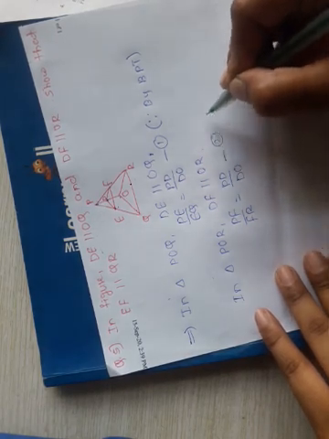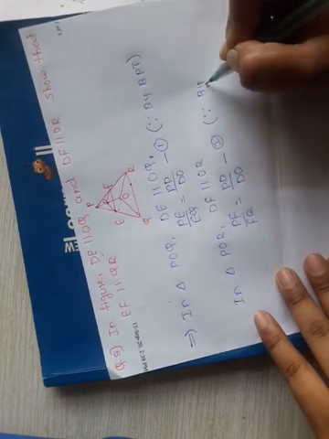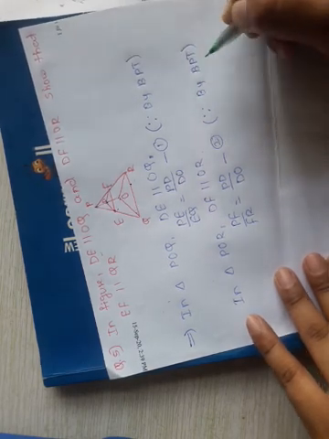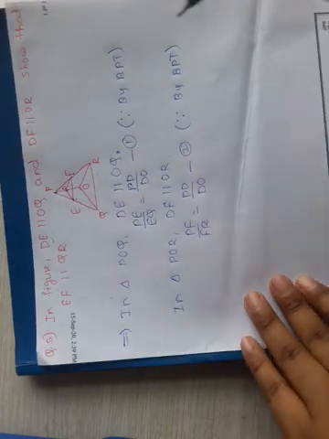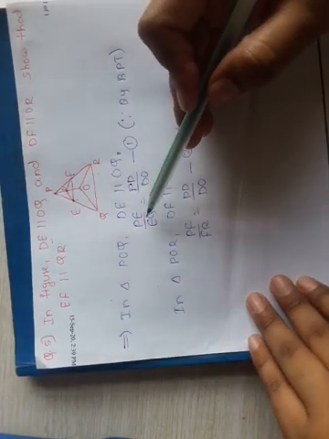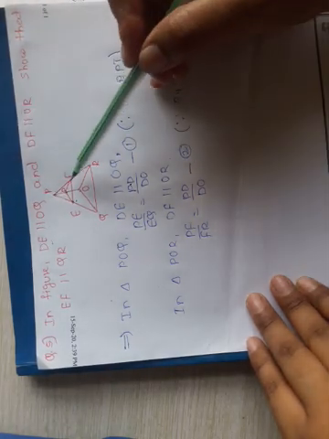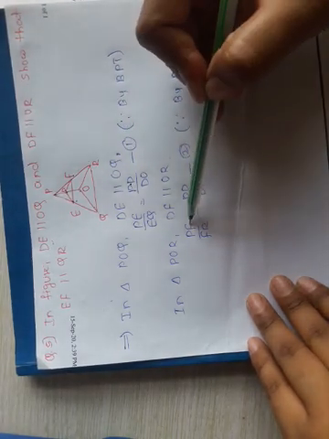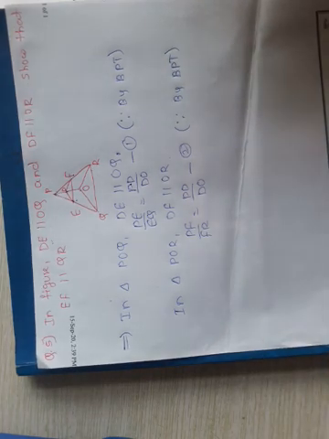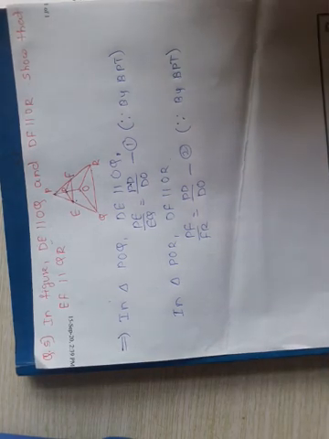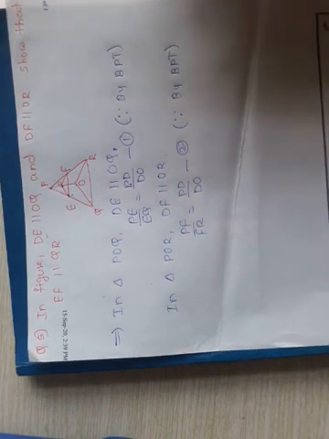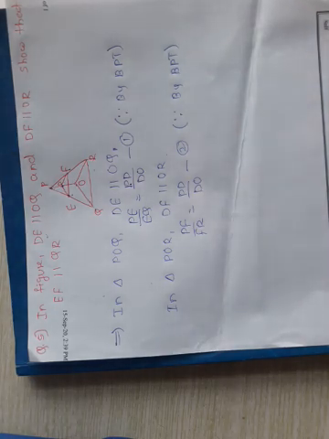This is our equation number 2, and the reason is since by BPT. So by using BPT in triangle POQ, we get PE upon EQ is equal to PD upon DO, and by using BPT again in triangle POR we get PF upon FR is equal to PD upon DO. If the lines are parallel, then ratios must be equal, and if we get the ratios equal, then the lines must be parallel.